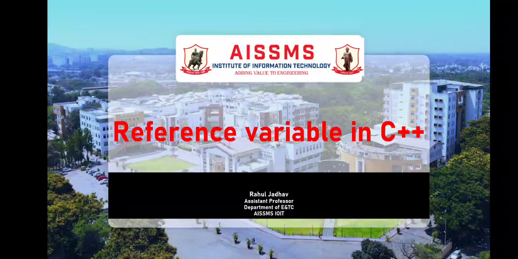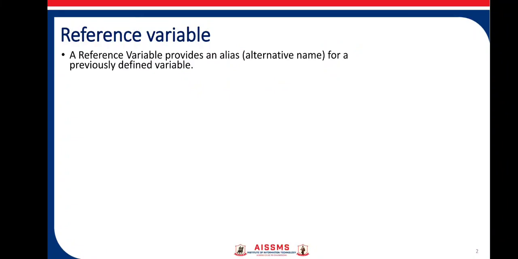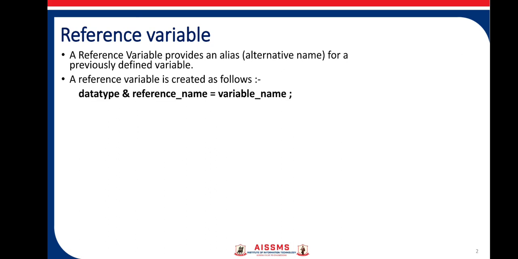Welcome you all. In this video, we are going to discuss reference variable in C++. So basically, what is a reference variable? This is a variable which provides an alternate name for a previously defined variable. A reference variable is created as follows. So this is the syntax to create the reference.